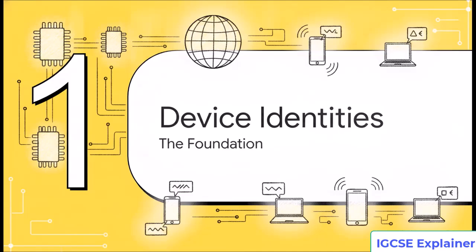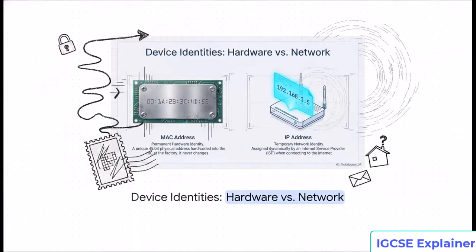Okay, Part 1. Device identities and hardware. Let's look at the foundational hardware inside your device and how it introduces itself to the grid. So, to get onto the network in the first place, your phone or laptop needs a network interface card, or NIC. Built right into that card is a unique identifier.